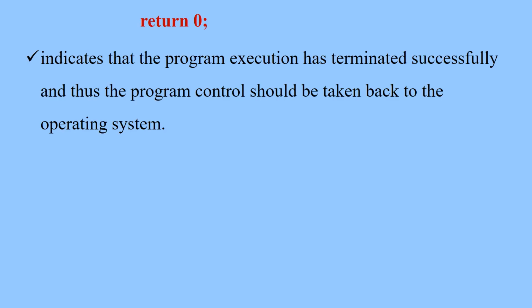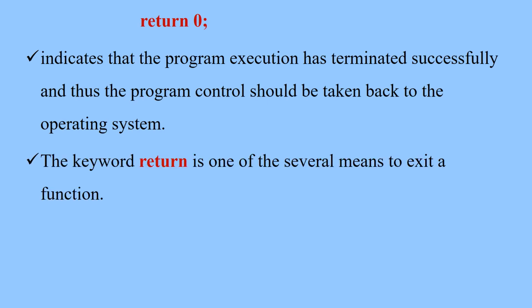Then we have the statement return 0 that you have seen in the structure. Return 0, what does it mean? It indicates that the program execution has terminated successfully, and thus the program control should be taken back to the operating system. The keyword return is one of the several means to exit a function. It indicates that that is the end of the function. What was supposed to be done has been done. Therefore, let the control go back to the operating system to attend to other duties, or it can be used to return a value from the main function.